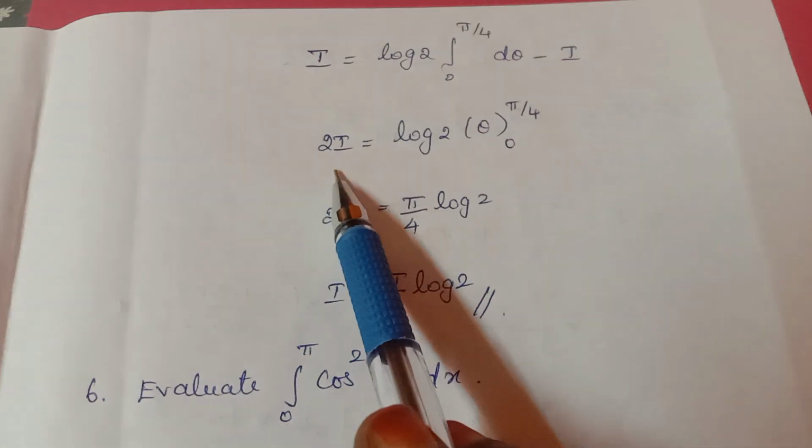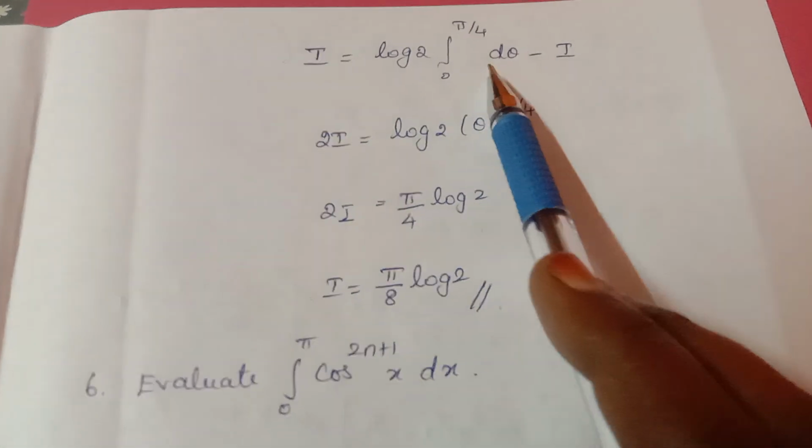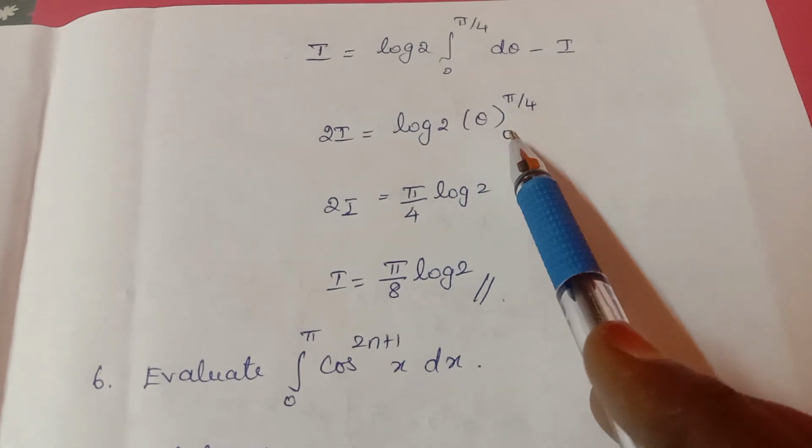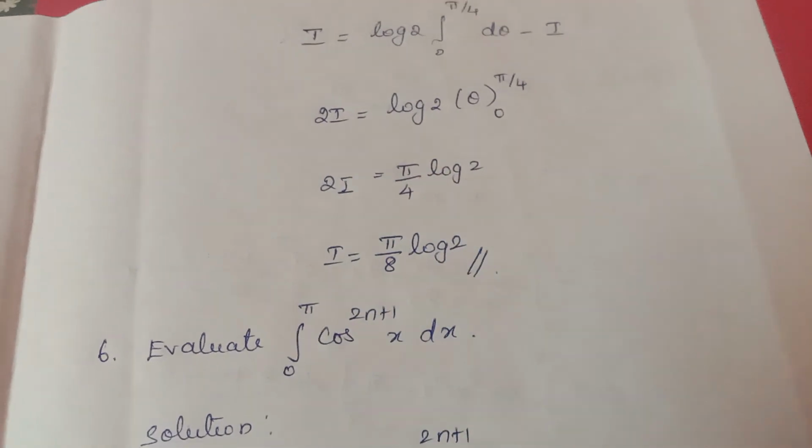Bring all the I's together. So 2I equals log 2 times the integral of d theta. If you integrate this, theta within the limits 0 to pi by 4, it's equal to pi by 4 log 2. Therefore I equals what? Pi by 8 log 2.